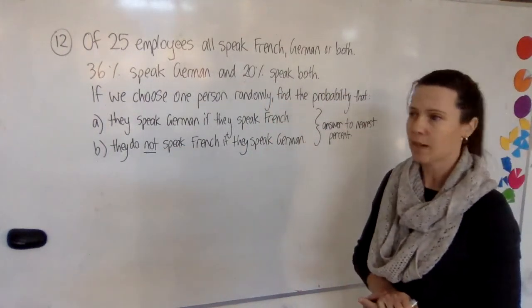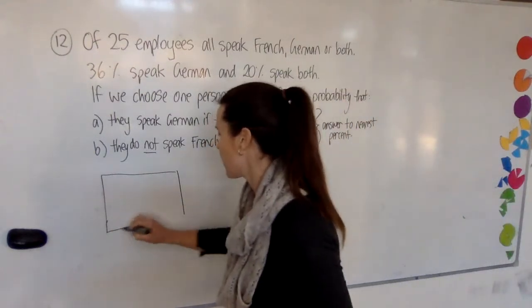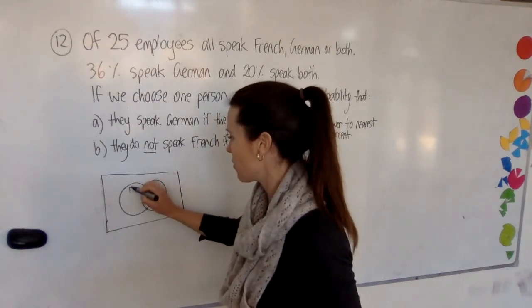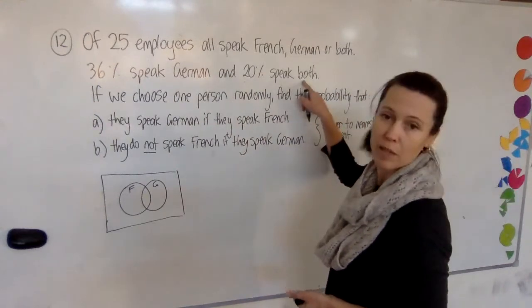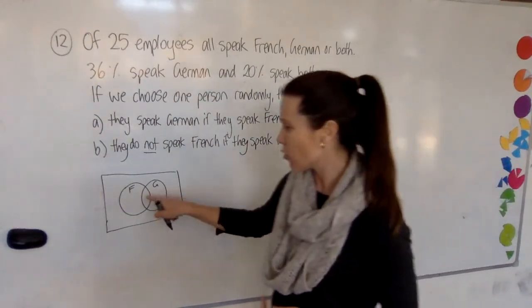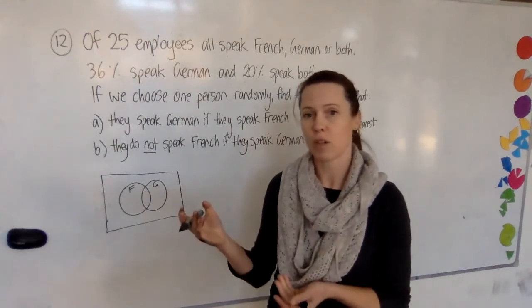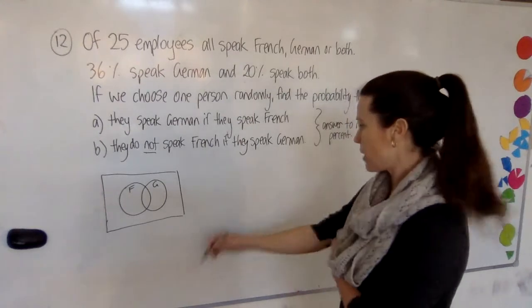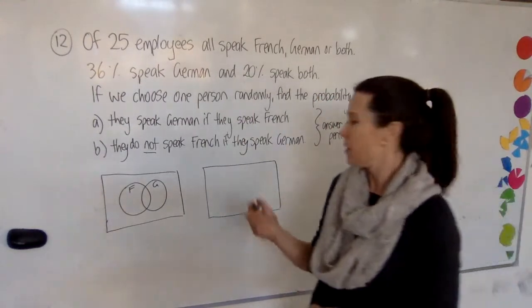Alright, looking at how to attack this, we know that when we draw Venn diagrams, it seems like a Venn diagram situation. We've got French, we've got German, let's label F and G, and we've got overlap because there's definitely some people that speak both. Now you can put individual members in Venn diagrams, or you can put the number of members, or you can put actual probabilities. So we could just put percentages straight in. Two ways of doing this. Let's look at both so you can see which one seems easier.